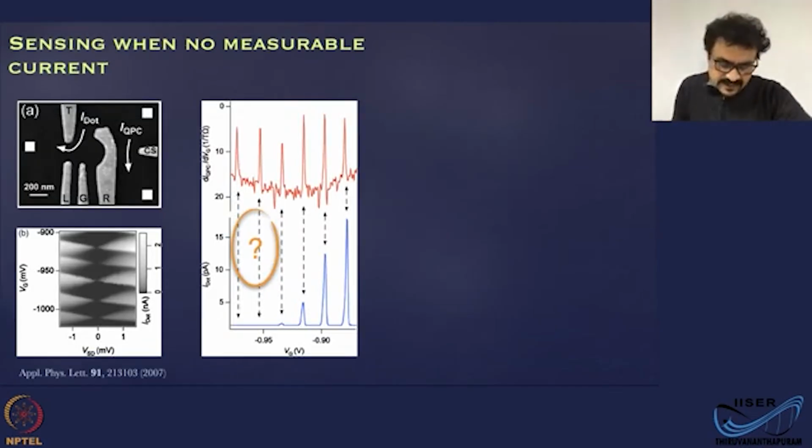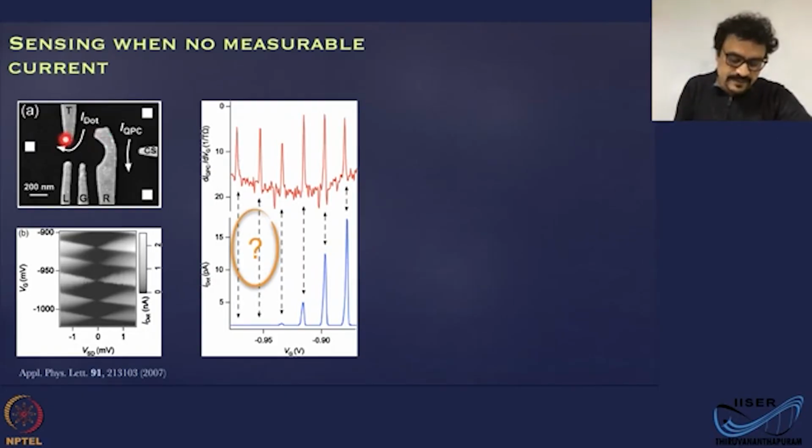Now, what we have here is a situation where no measurable current flows through it, but you can still see there are plenty of electrons in the dot. This is telling you that measuring the current is not a reliable way. You have to measure the charge to characterize the dot, to see whether the dot is empty or how many electrons are there in the dot. This is really, really crucial, especially when you define the quantum bits using the electron states in the quantum dot.